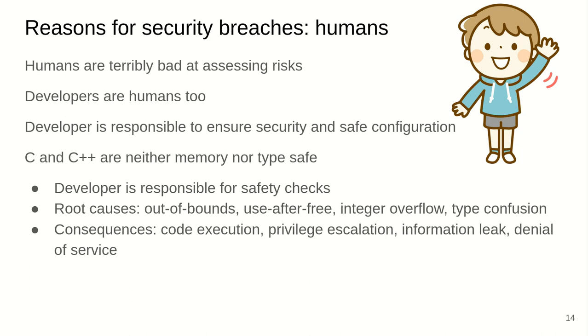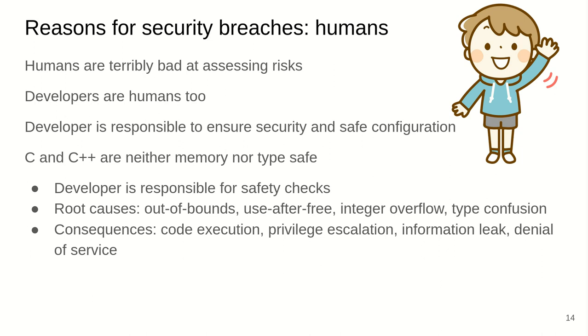The dominant programming languages are C and C++, in which most of the low-level code that you're running is written, and they are neither memory nor type safe. As in, your browser is written in C++. Your operating system kernel is written in C. Here, the developer is responsible for all the safety checks. Root causes of the bugs that are exploitable could be out-of-bounds errors, use after free, integer overflows, or type confusion. And the consequences of these bugs could be code execution, where an attacker gets access to your system, privilege escalation, information leaks, or simple denial of service.